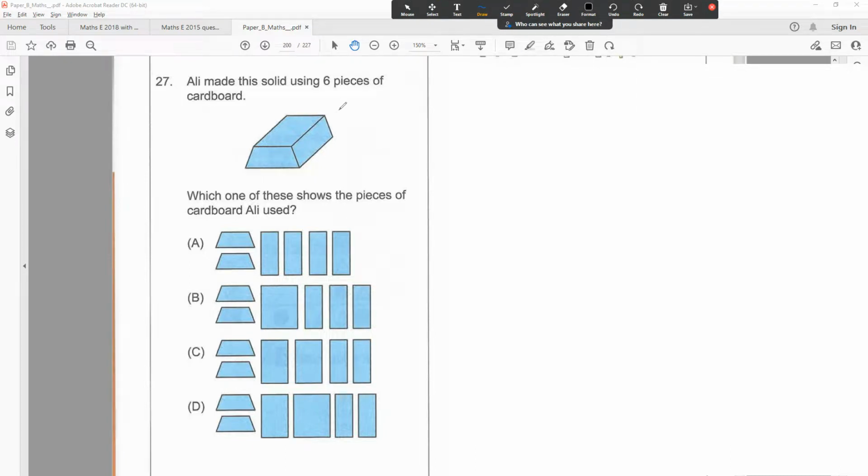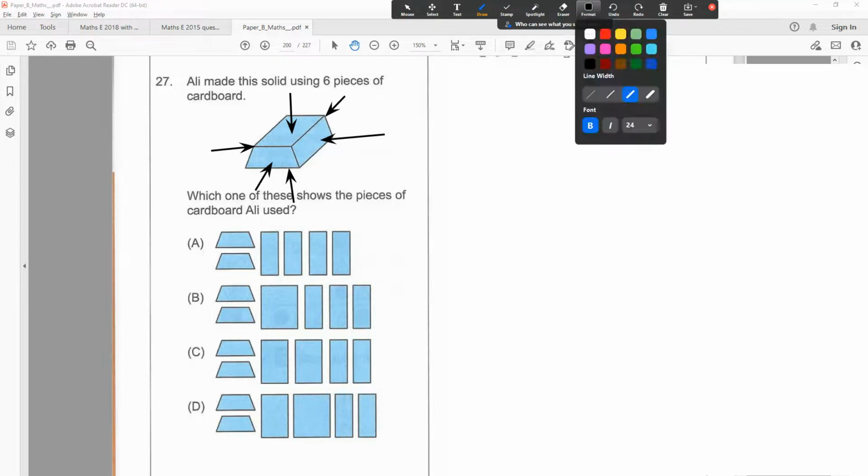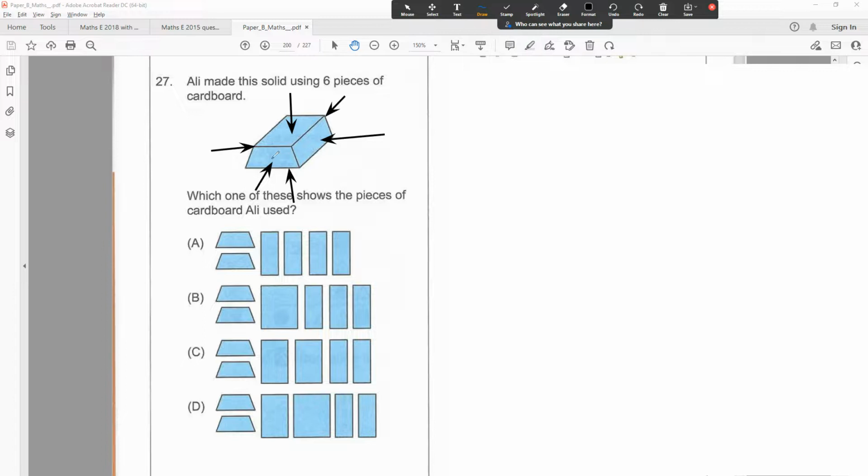Ali made the solid using 6 pieces of cardboard. I mean, you've got to see the 6 pieces of cardboard, right? You got one here, you got 1, 2, 3, 4, 5 from the side, and then 6 at the bottom there. All right, 6 pieces, 6 sides. And in front, you've got this trapezium. You've got a trapezium here. This is a trapezium, right? Trapezium. And we've got 2 of them.